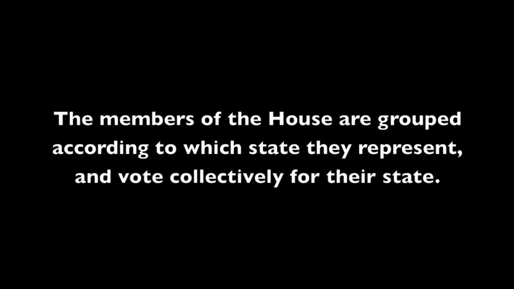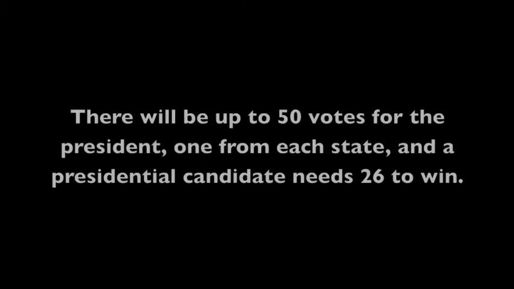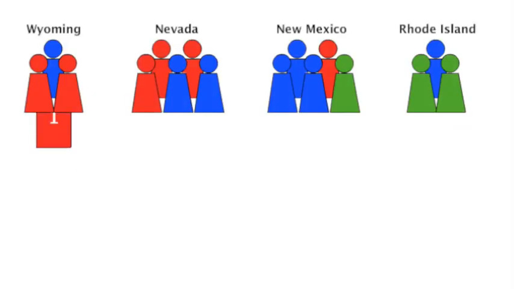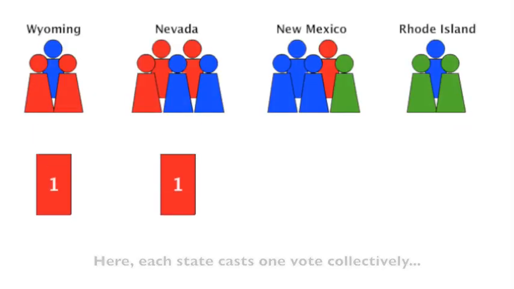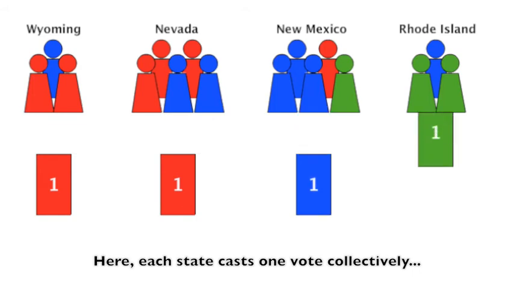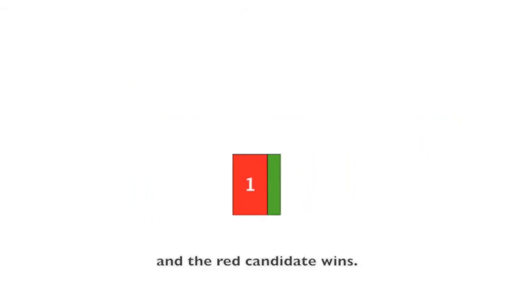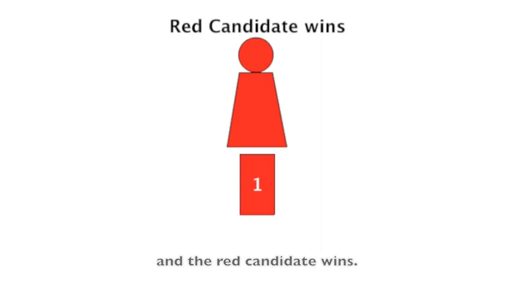The members of the House are grouped according to which state they represent, and vote collectively for their state. There will be up to 50 votes for the president, one from each state, and a presidential candidate needs 26 to win. Here, each state casts one vote collectively, and the red candidate wins.